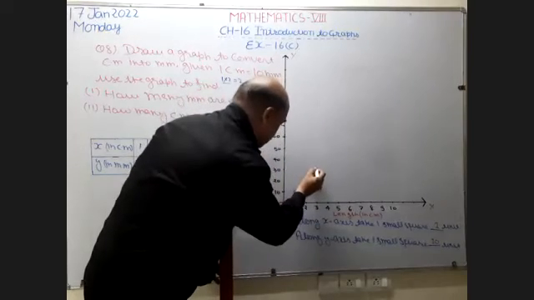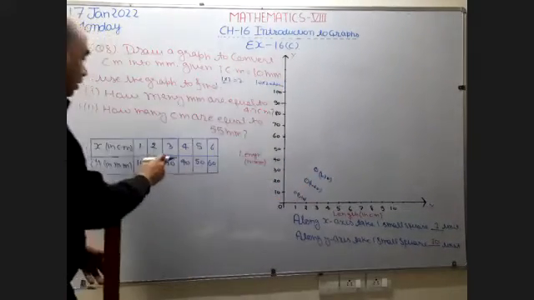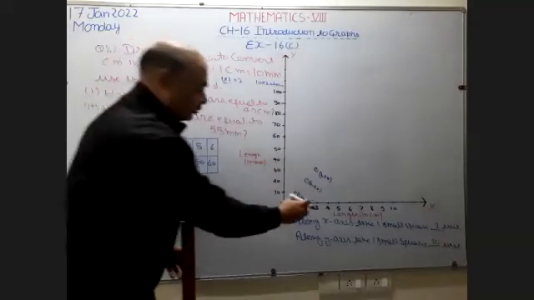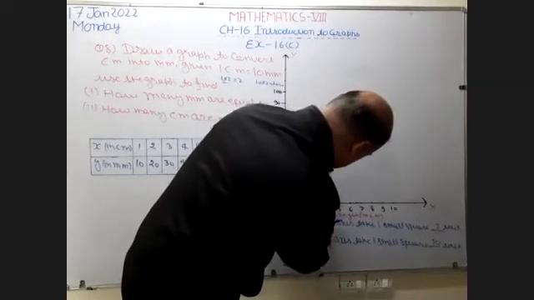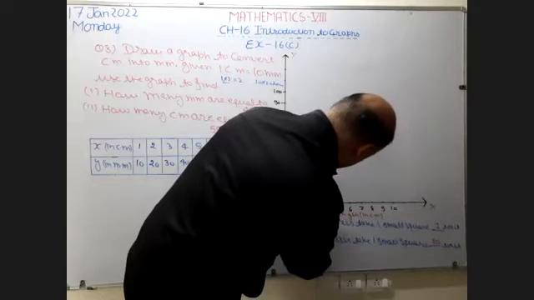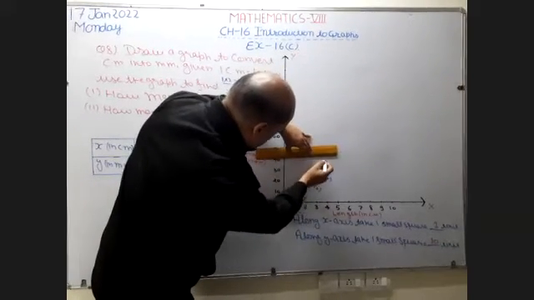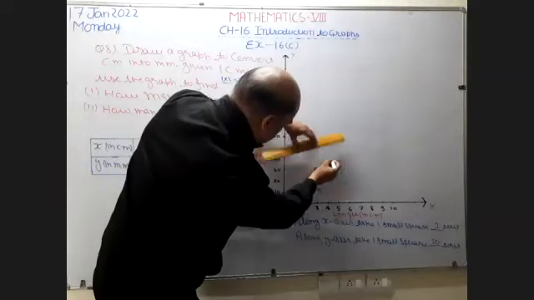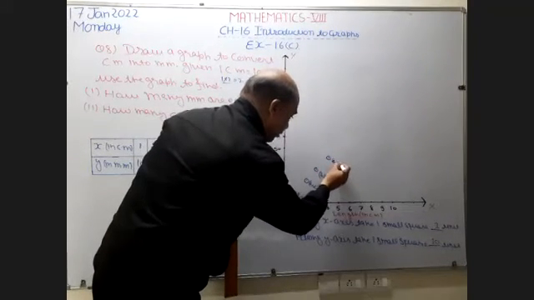So this is your third point, 3 and 30. Next one is 4 and 40. So value of x is 4 here, value of y is 40 here. So I take the value of x, 4. So this is going to be represented by this point. This point is going to be represented by 4 and 40.